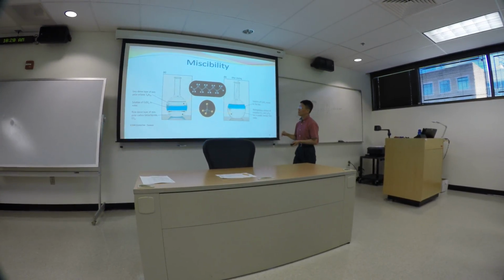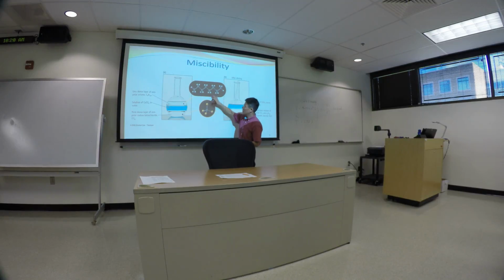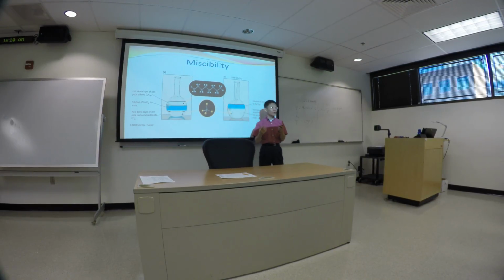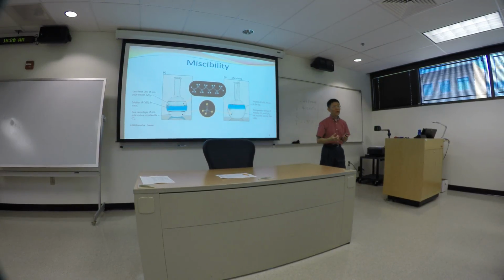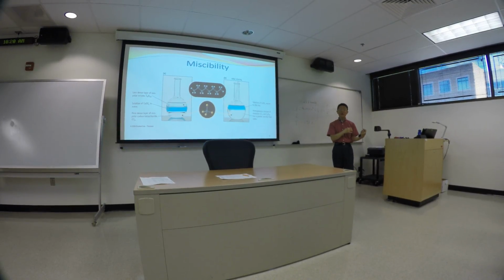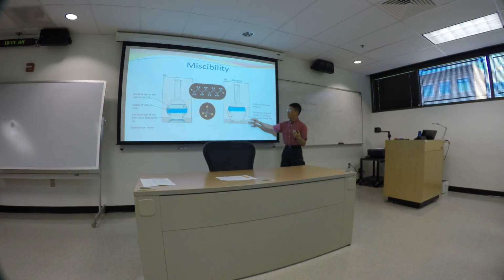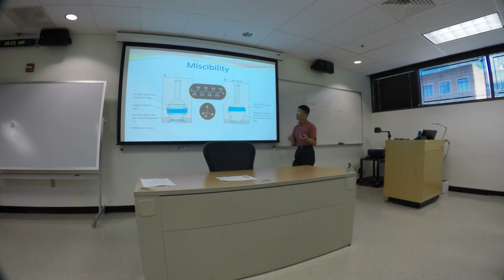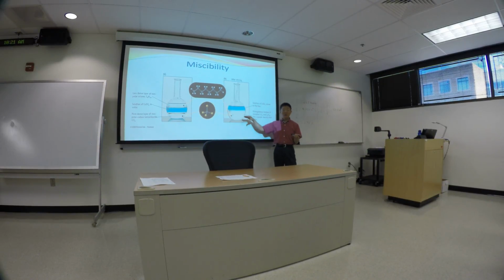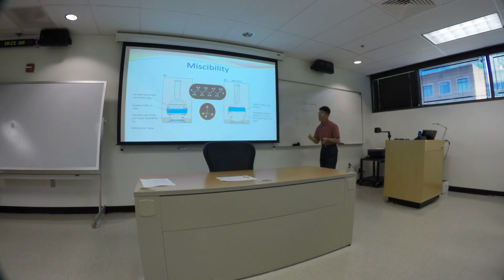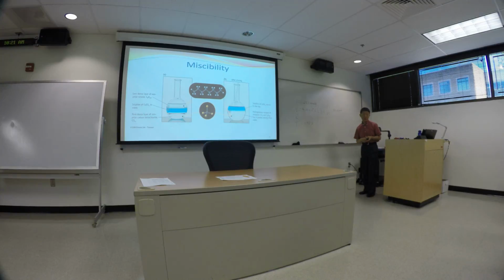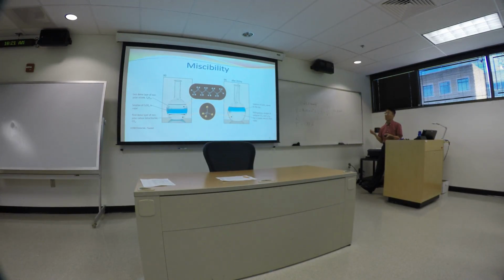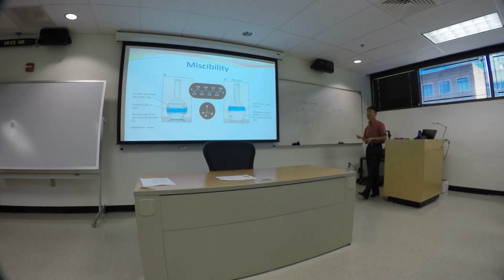So here you can see octane and carbon tetrachloride have similar intermolecular forces. When you shake them, they will dissolve in one another and form a single phase, a solution. But water, a polar solvent, will not mix with hexane or octane or carbon tetrachloride. So this is what we call like dissolves like.